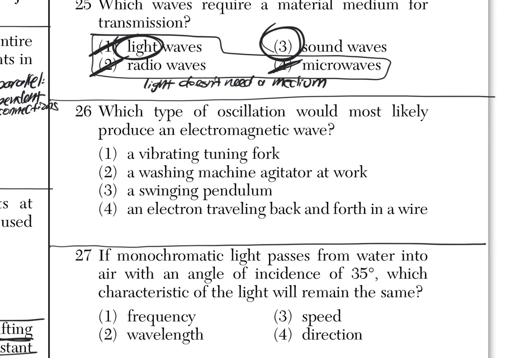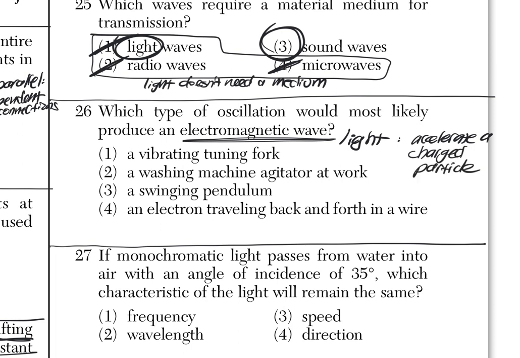All right. 26. Which type of oscillation would most likely produce an electromagnetic wave? Electromagnetic wave is a fancy way of saying light. And in order to make light, you have to accelerate a charged particle in order to make light.